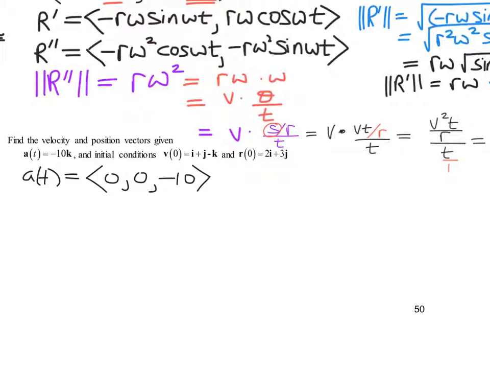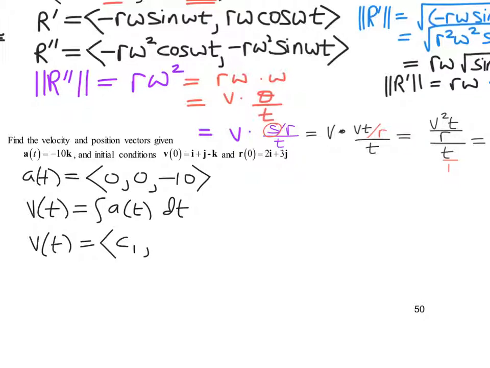So velocity is the antiderivative of acceleration with respect to time. So velocity, well, the antiderivative of 0 is some constant, call it C1.